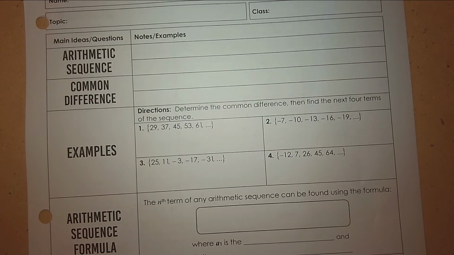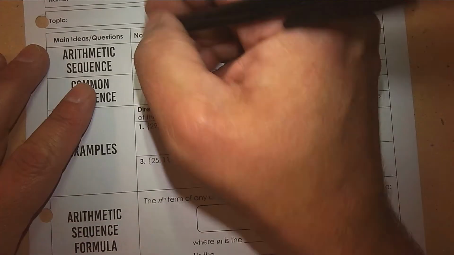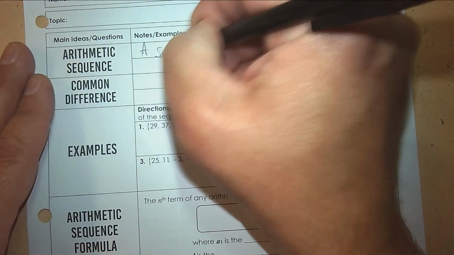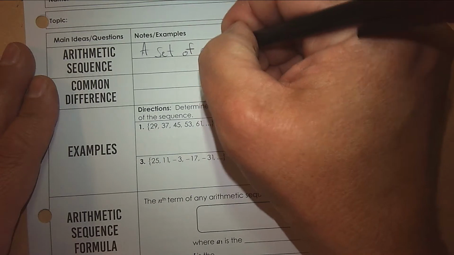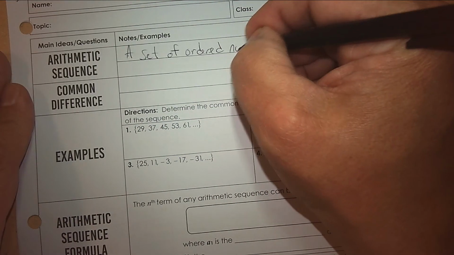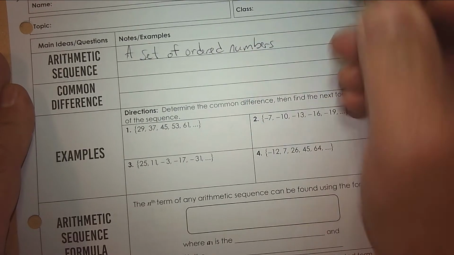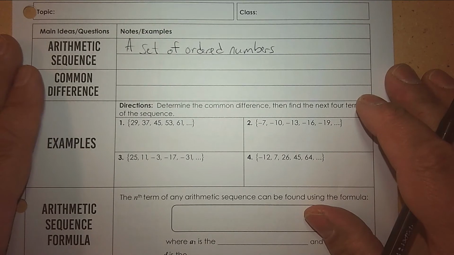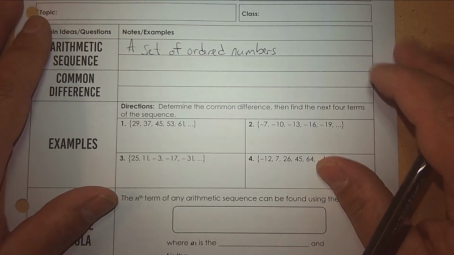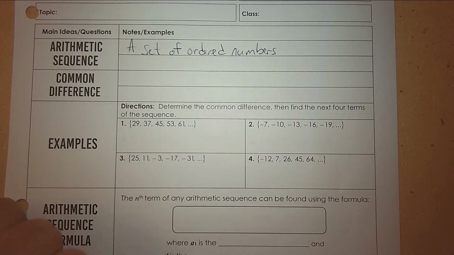Yesterday we just talked about what a sequence is. We said it's a set of ordered numbers. So what is an arithmetic sequence? It's still a set of ordered numbers, but what makes it a special sequence? Any ideas? Some of you know.